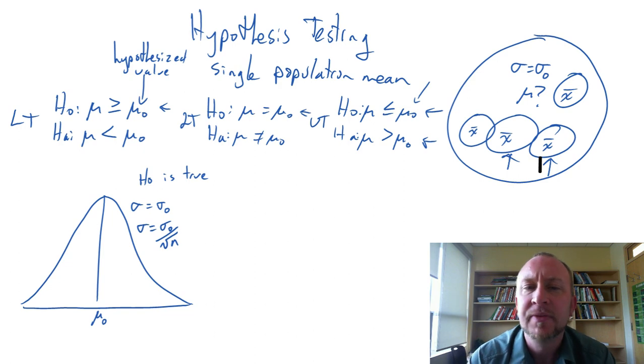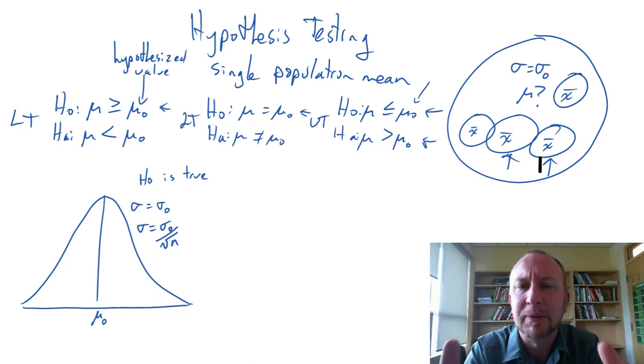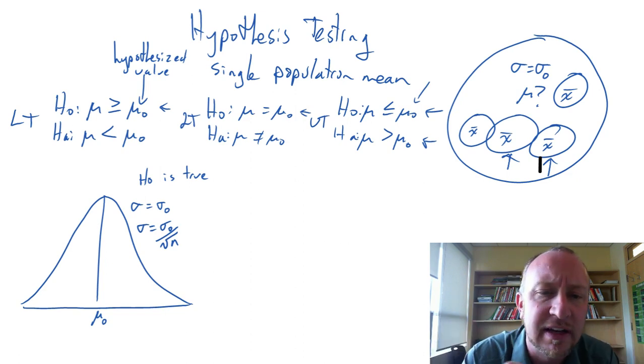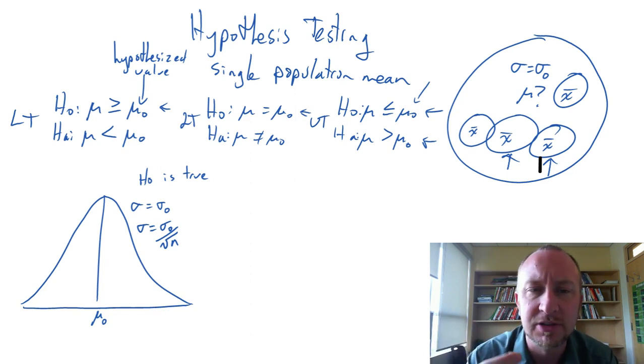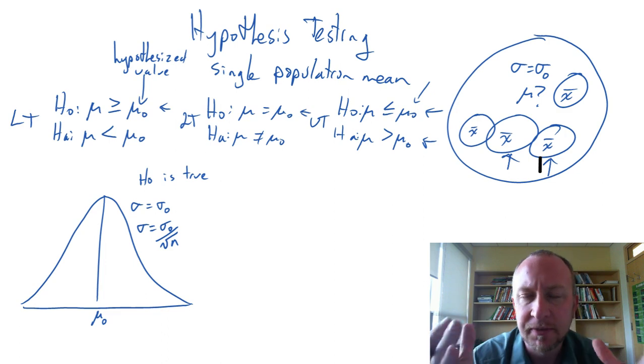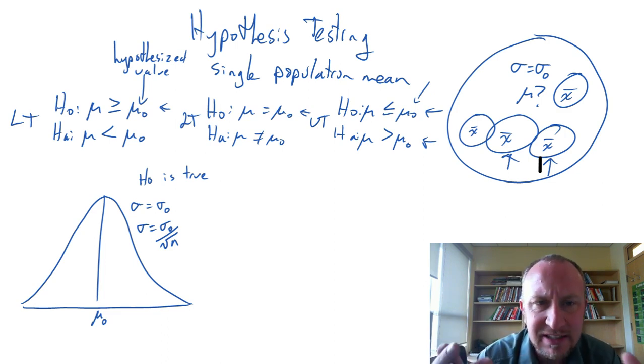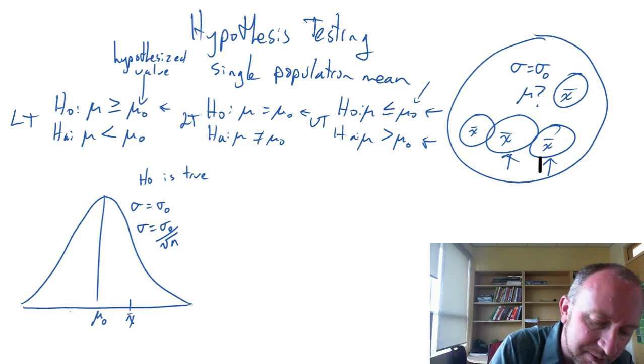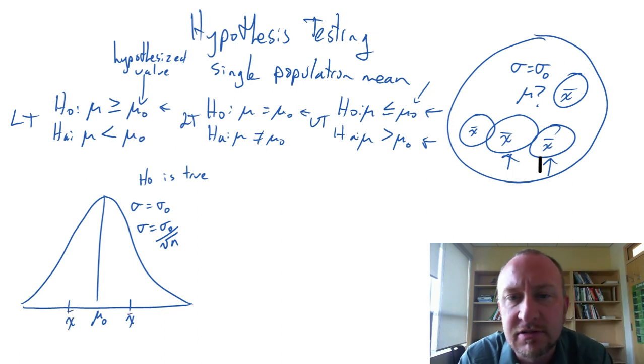If these formulas that I'm using here seem a little fuzzy and you don't remember where they come from, then we can go back to previous modules where those are first introduced. So this tells me the variation in possible sample means from this distribution.